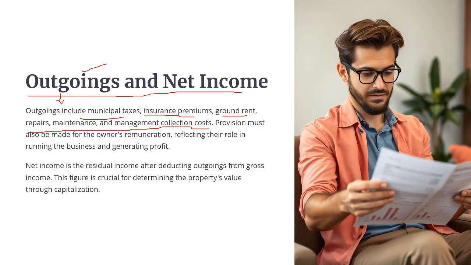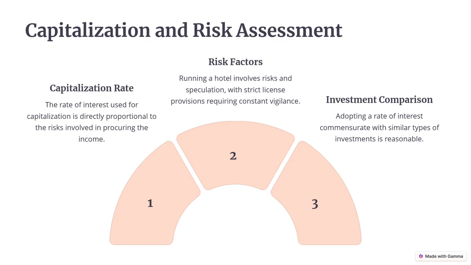Provisions must also be made for owners' remunerations, reflecting their role in running the business and generating profit. So what is net income? Net income is a residual income after deducting the outgoings from the gross income. So this figure is crucial for determining the property's value through capitalization. How the capitalization rate is determined, we will discuss in capitalization and risk assessment.